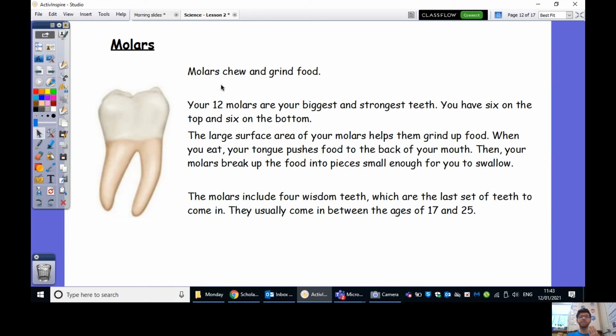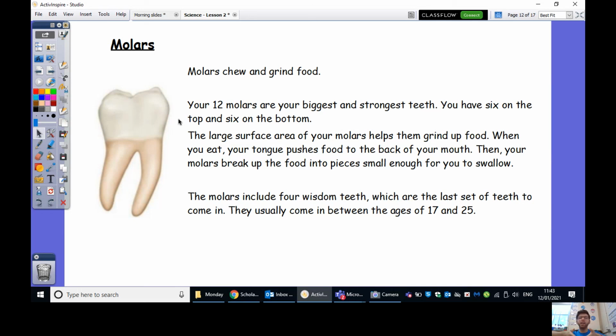So remember, we have 8 molars, but also up to 4 wisdom teeth as well. So that makes 12 in total. So it's not a typo, that's just counting our wisdom teeth as well. So your 12 molars are your biggest teeth and your strongest teeth, which remember is why it has the 2 big roots over here. And the large surface area, so the big size, helps you grind the food.